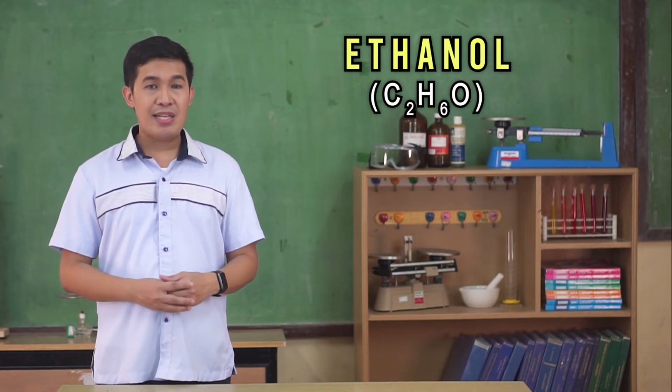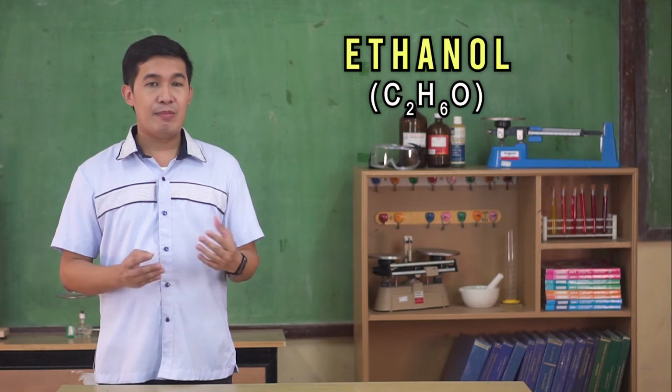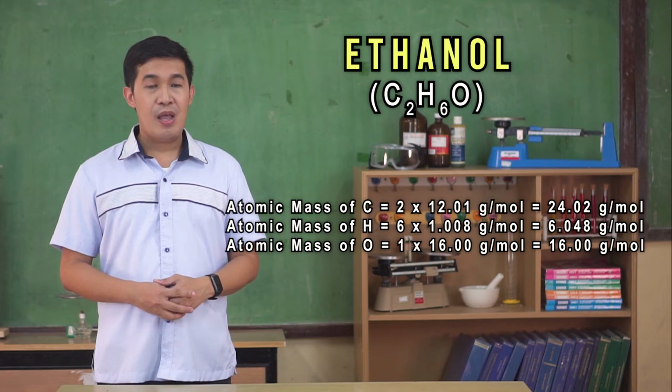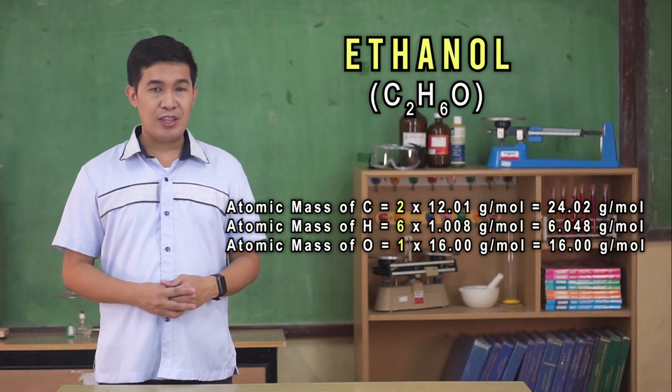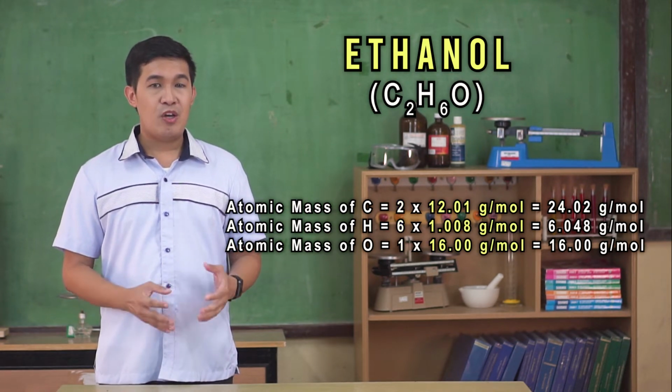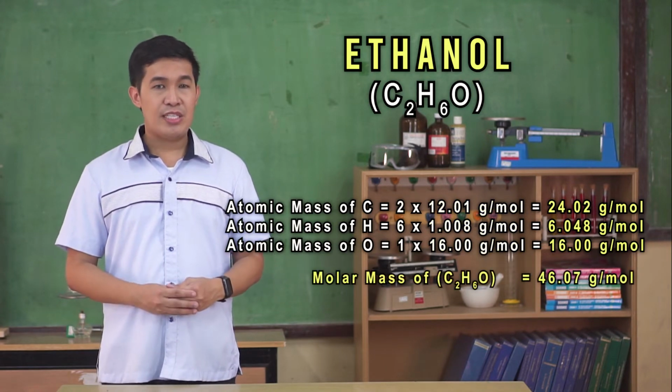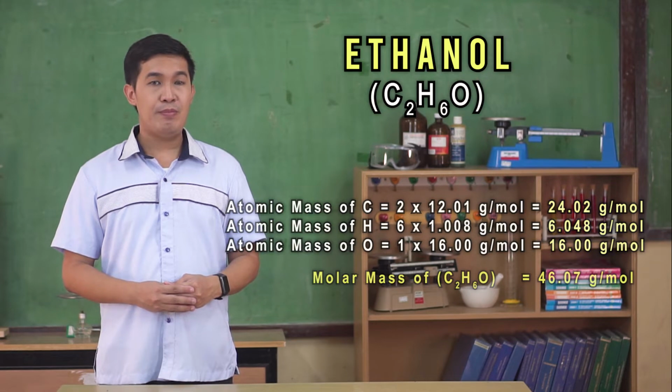We calculate the mass of each element present and the molar mass for ethanol as follows. We simply multiply the number of atoms of each element to its atomic mass and sum it up. The molar mass of ethanol is 46.07 grams per mole.